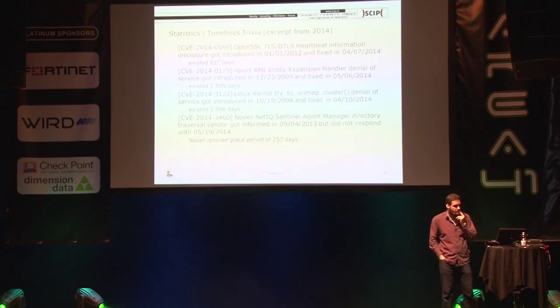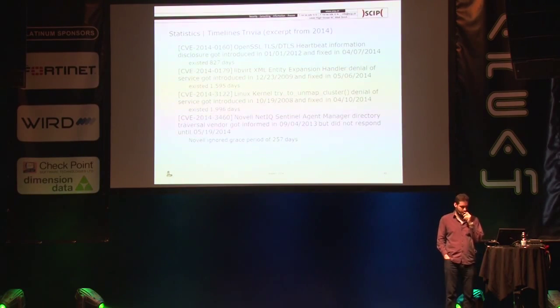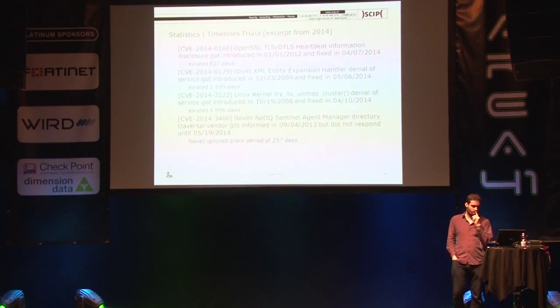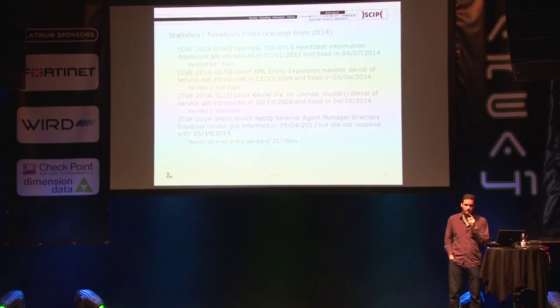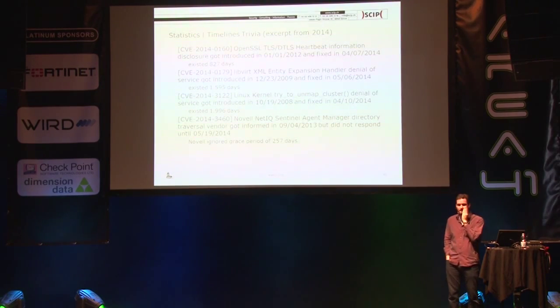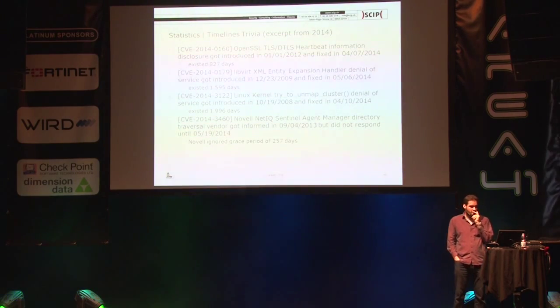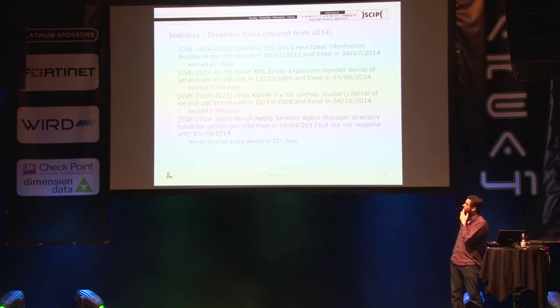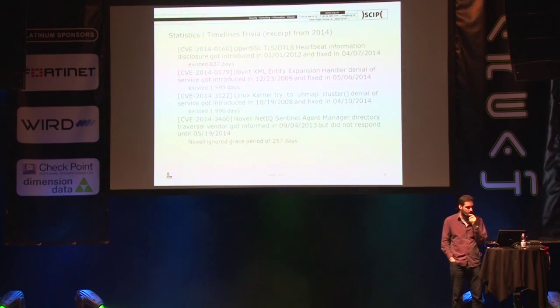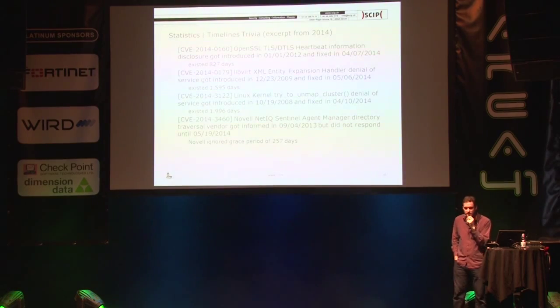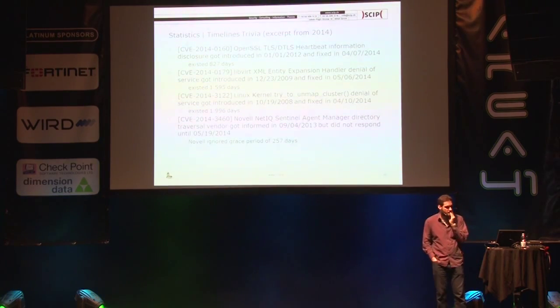Here are some trivia. For example, the Heartbleed vulnerability: between introduction and fix, 827 days. Libvirt denial of service, more than 1,500 days, and the Linux kernel vulnerability nearly 2,000 days until the vulnerability was found and fixed.